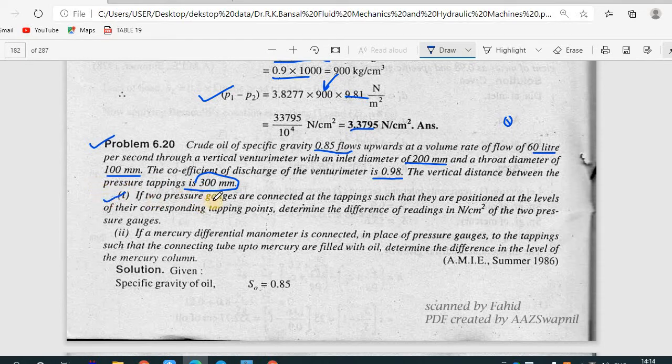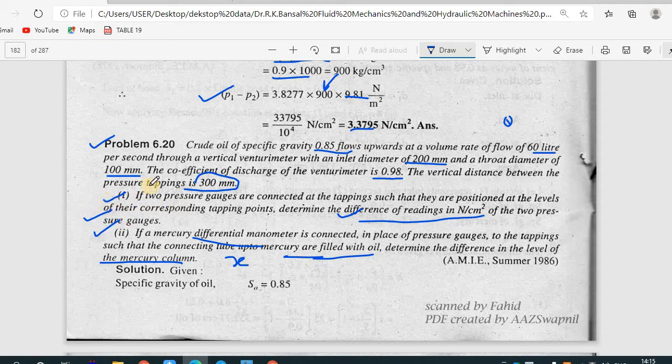First, if two pressure gauges are connected at the tappings such that they are positioned at the level of the corresponding tapping points, determine the difference of reading in Newton per centimeter square. So we need to calculate the pressure difference in the first case of the two pressure gauges. Now, if these pressure gauges are replaced with a U-tube manometer or differential manometer containing mercury, such that the connecting tube up to the mercury is filled with oil, determine the difference of level in the mercury column, that is x. So we'll do it one by one.